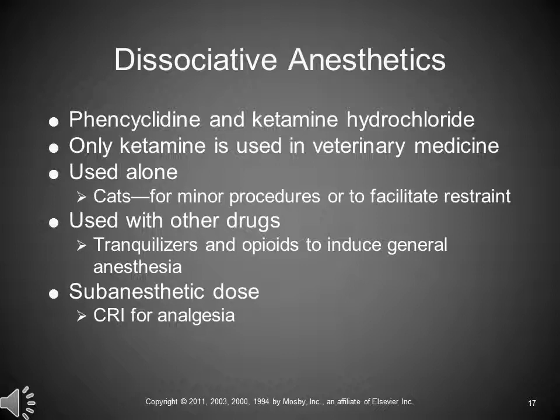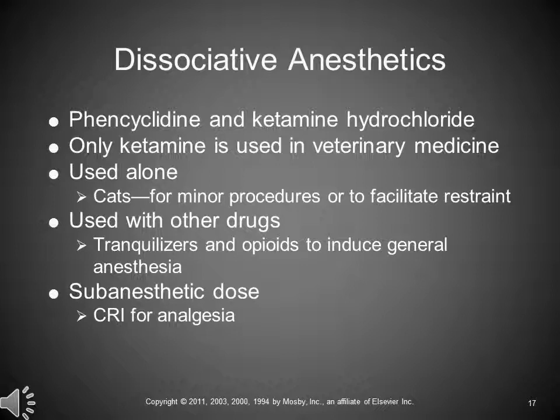Ketamine can be used alone in cats for minor procedures or to facilitate restraint. I don't know if you've seen where sometimes you get these wild cats and they sit in the back of the cage and they're absolutely crazy. You can squirt a little ketamine in their mouths and that will slow them down. It can be used with other drugs, and most commonly really does need to be used with other drugs. Tranquilizers and opioids can be used to induce general anesthesia, particularly with tranquilizers.